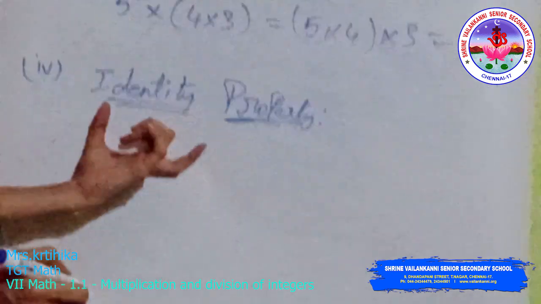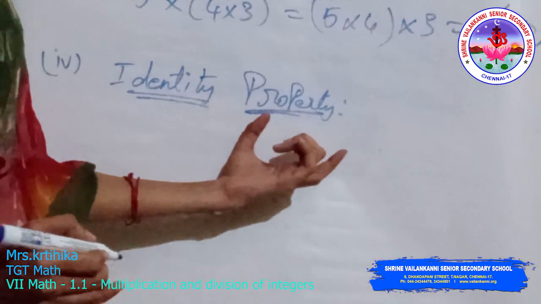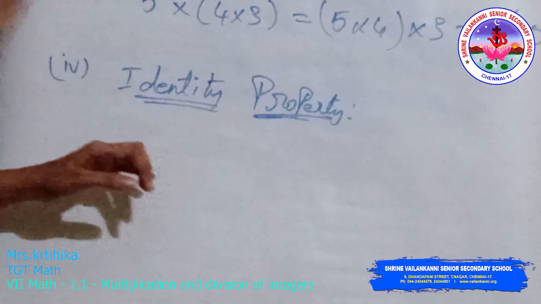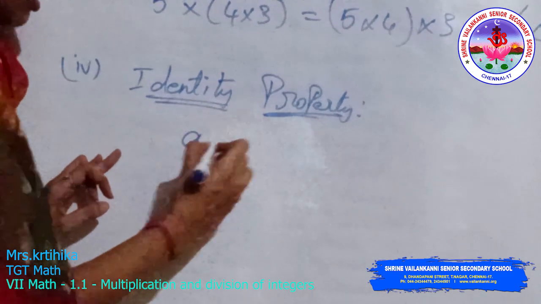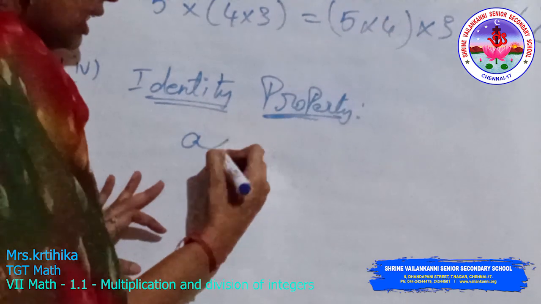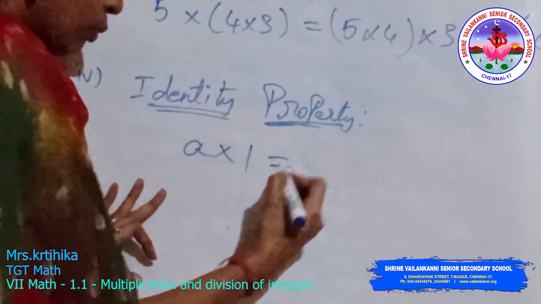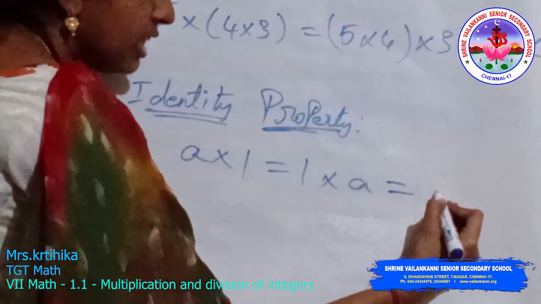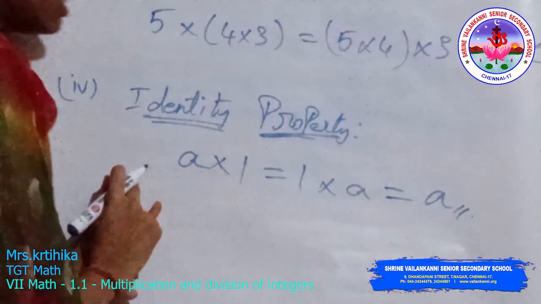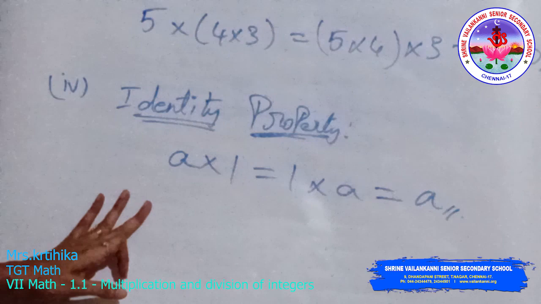Next one is identity property. The identity value is 1. If integer a multiplied with 1 is equal to 1 multiplied with the integer a, the answer will be a. This is the identity property.